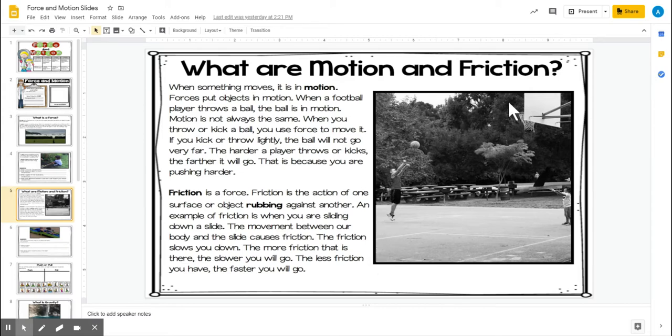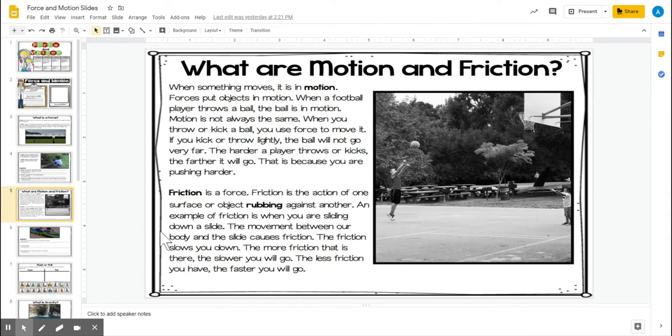Right here, you can see this boy. He's shooting the ball at the net, and so he's using a good amount of force. Versus if this little boy had a chance to throw, he is a lot closer to the net, so he probably wouldn't use as much force. So the motion wouldn't be as much. So right here it says you use less force. If you kick or throw lightly, the ball will not go very far. So if you use less force, you'll have less motion.